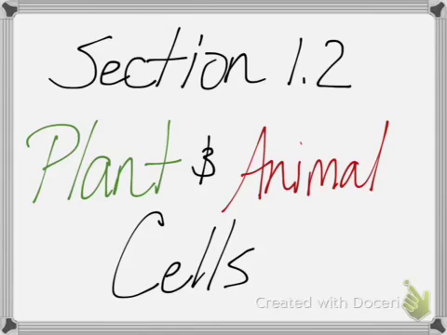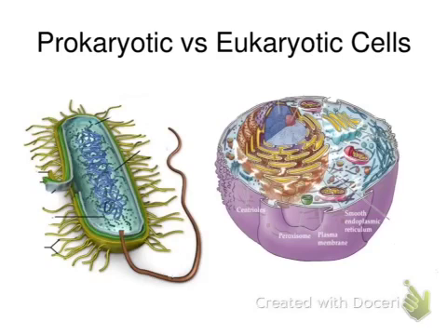Before we actually look at a plant and animal cell, we have to talk about how there are two different types of cells. These are labeled at the top of your sheet. One is called a prokaryotic cell, and one is called a eukaryotic cell. If you look at the two diagrams, you can tell there are a lot of differences.